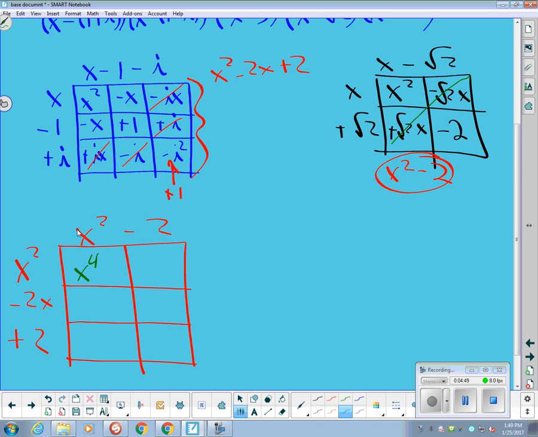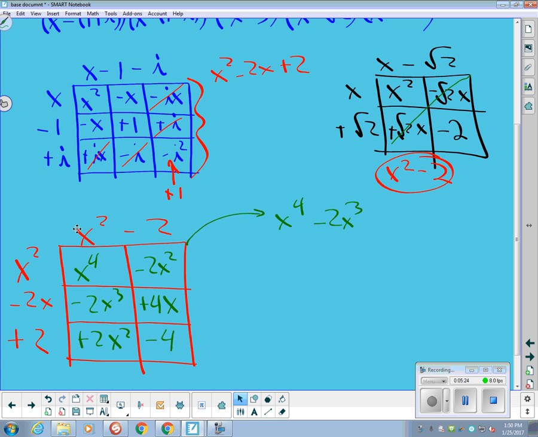So we've got an x to the fourth there. We've got a minus 2x squared there, minus 2x cubed, plus 4x there, plus 2x squared and a minus 4. And if we combine those pieces in, I'm going to write those up here because I'm going to use them here in a second. I've got an x to the fourth. I have a minus 2x cubed. I've got a minus 2x squared and a plus 2x squared, so those cancel each other out. We have a plus 4x and a minus 4.